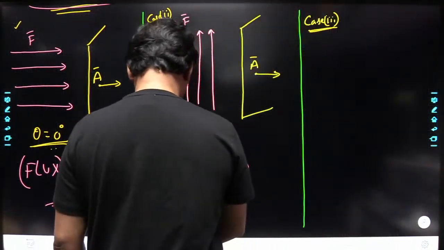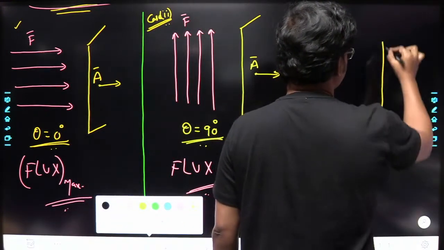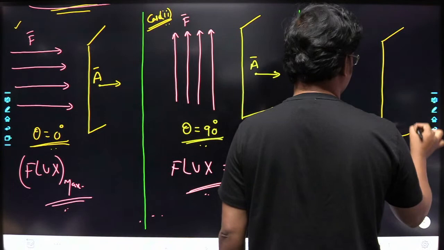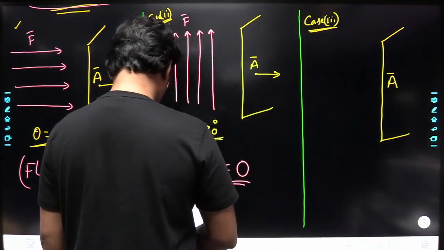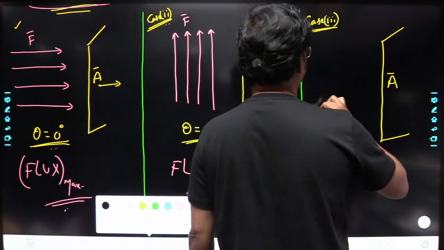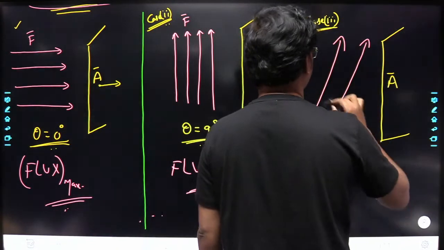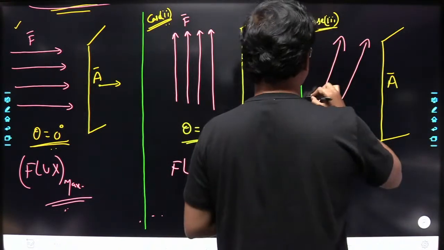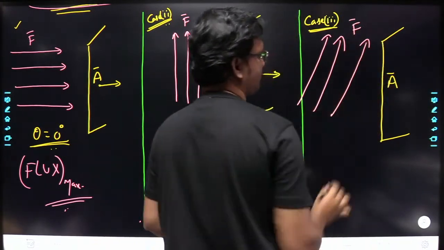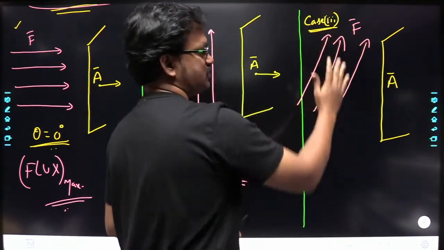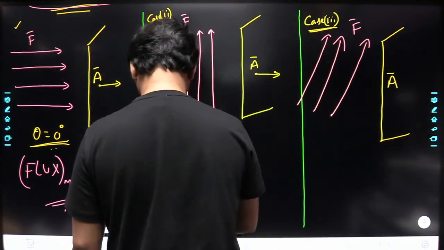Now let us consider the surface area like this, right? Now let us assume the vector field is pointing like this. This is f bar. So f bar is pointing like this, and the surface area is present like this, right?